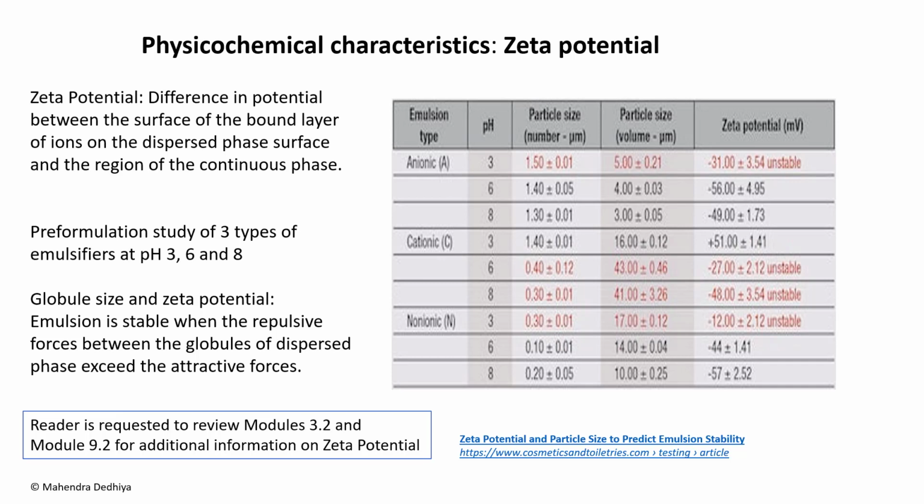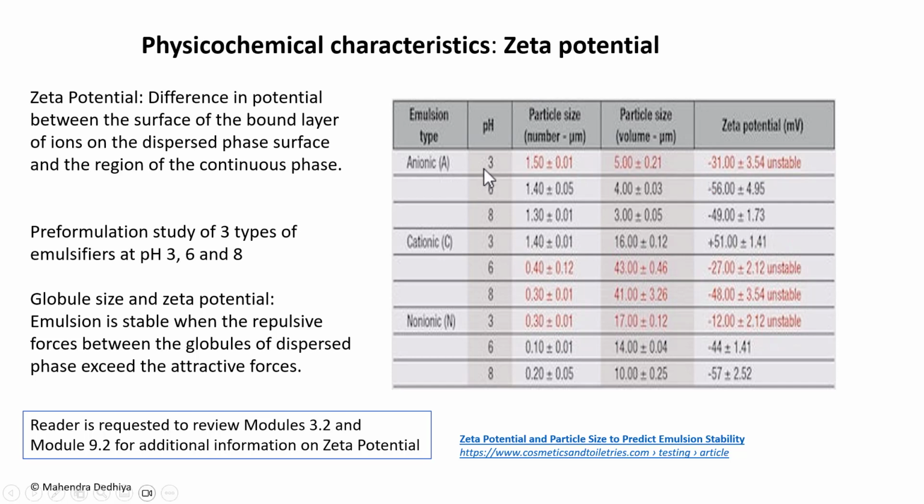Zeta potential is a difference of potential between the surface of the bound layer of the dispersed phase and the region in continuous phase. In a preformulation study, 3 different emulsifiers, anionic, cationic, and non-ionic, at different pHs are studied for its particle size and zeta potential. For emulsions to be stable, zeta potential of 50 millivolt is desired.